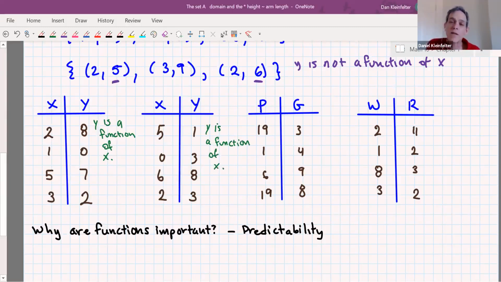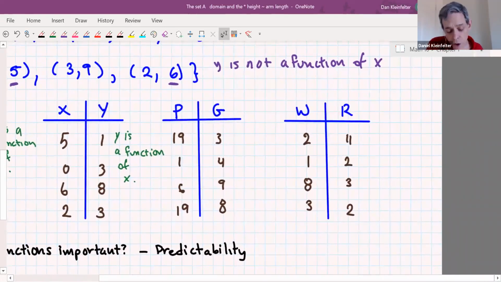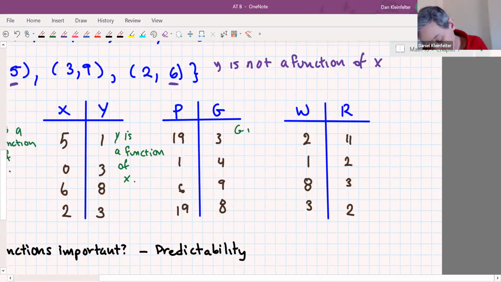Often we use variables other than x and y, especially if we're doing applied problems or story problems. So we should get accustomed to using other letters. Here we have variables p and g. If I give you a value of p, would you know the value of g? Well, you can see right away that when p is 19, there are two different values of g. So here g is not a function of p.